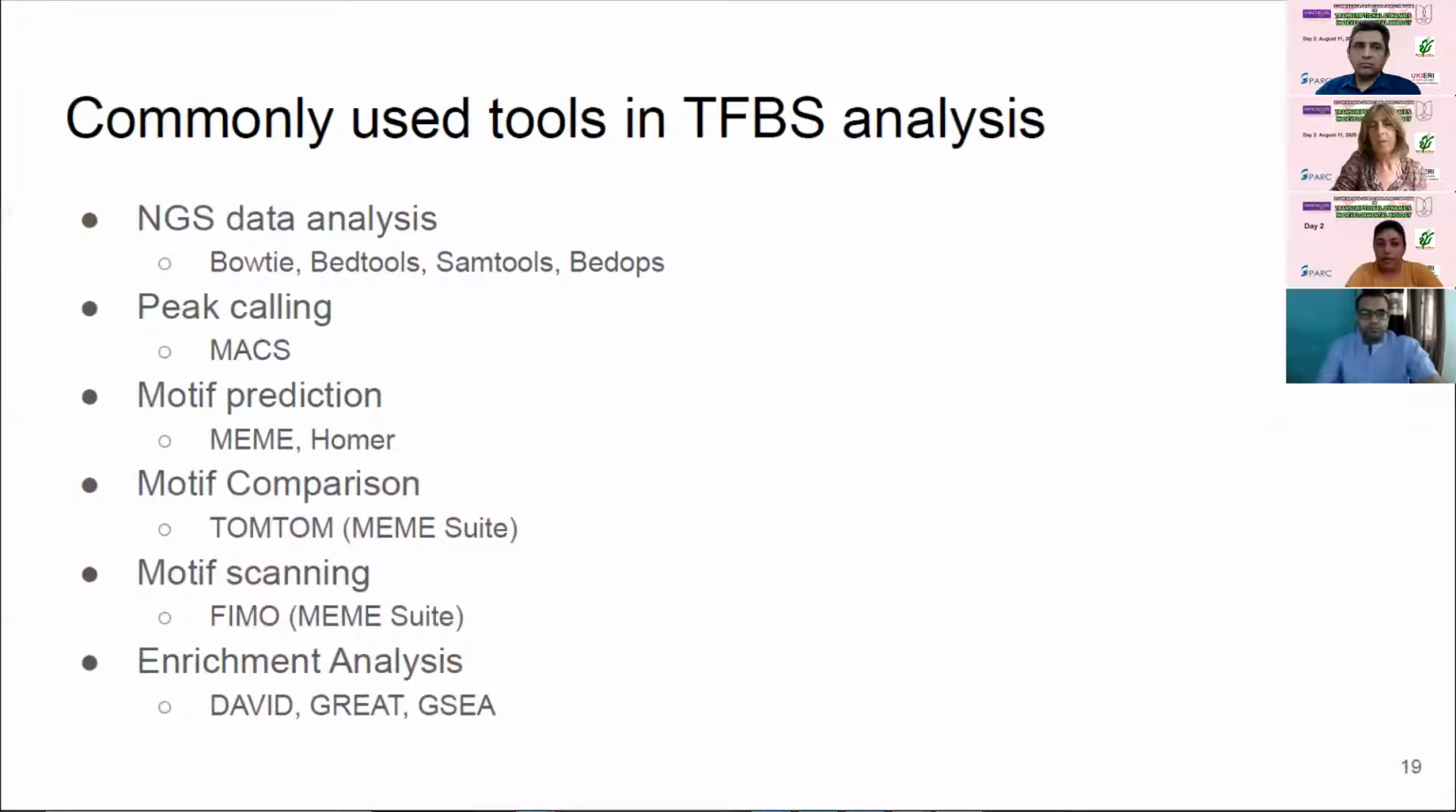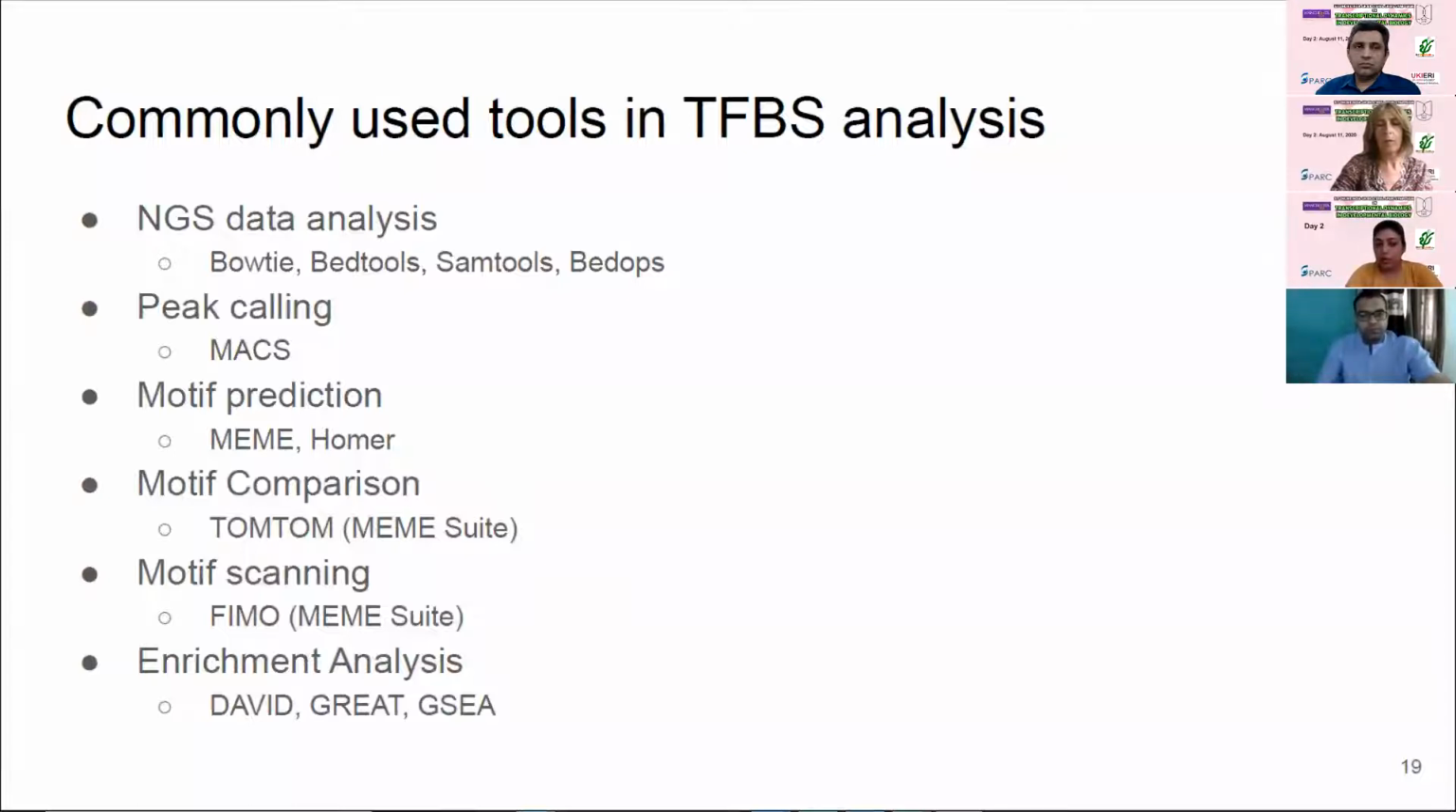And then you can use MACS for peak calling. You have a set of binding sites for a specific transcription factor. If you want to know where the transcription factor binds, you would want to map those onto the genome and find where the score is highest. So you can use the MACS tool for peak calling.